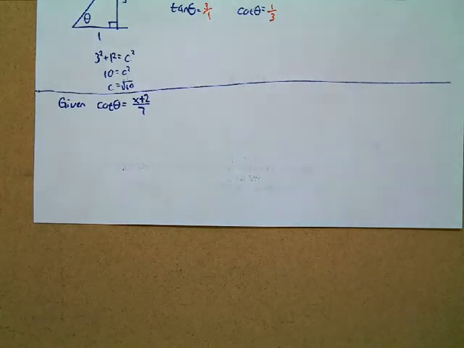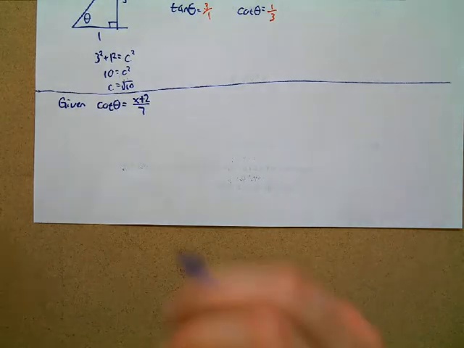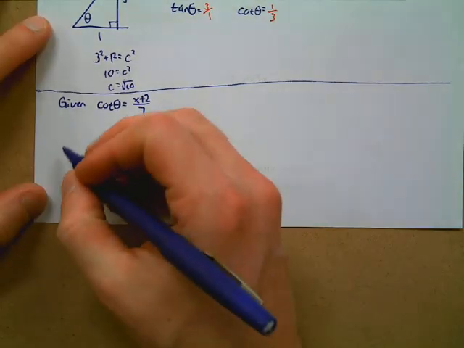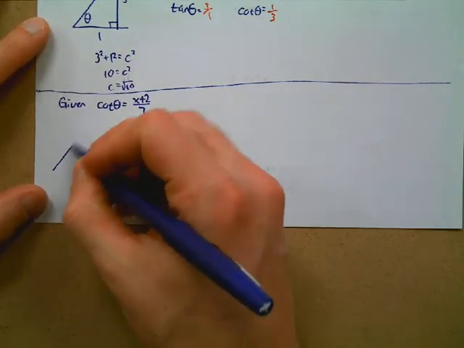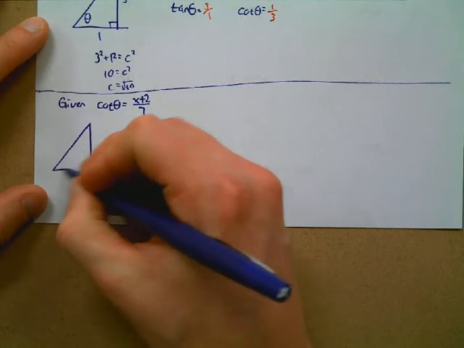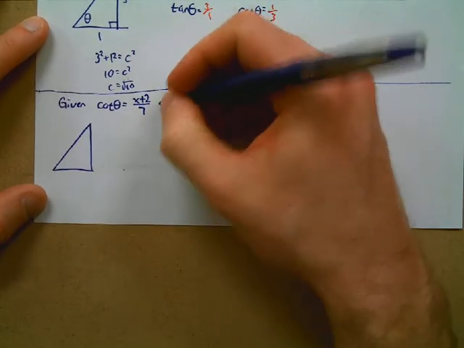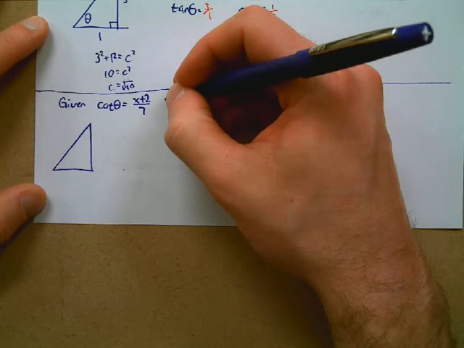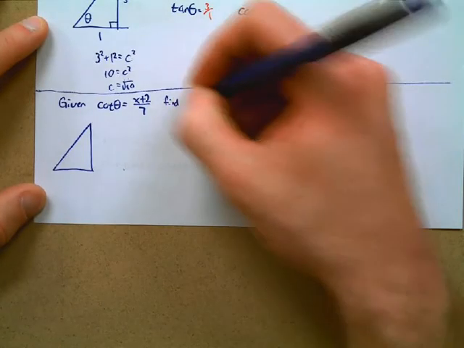And again, we're trying to find the other 5 trig functions. So, find the remaining trig functions here. Okay, so again, we'll still put the theta into our right triangle here.